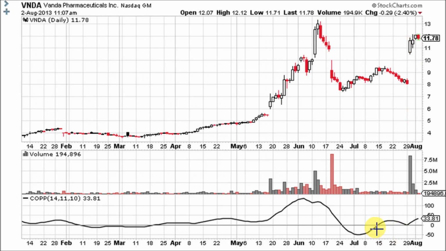So that was a good buy signal. It bounced up off zero right here. It looked like it was going to cross down through it, but because of the volume in the gap, it bounced up off the zero line and remained bullish and in an uptrend with increasing momentum.